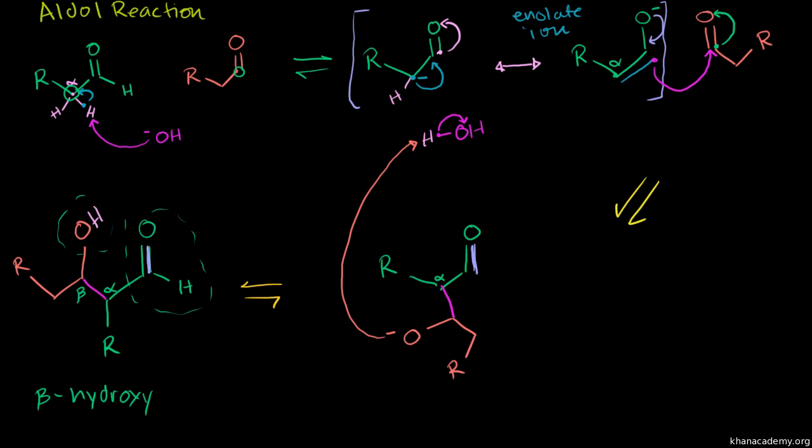And we've probably seen things from the pharmacy that have this word in it. This is also called a beta hydroxy. This is alpha, this is beta. It has a hydroxyl group on the beta carbon. Beta hydroxy aldehyde. Beta hydroxy aldehyde. Anyway, hopefully you found that entertaining.